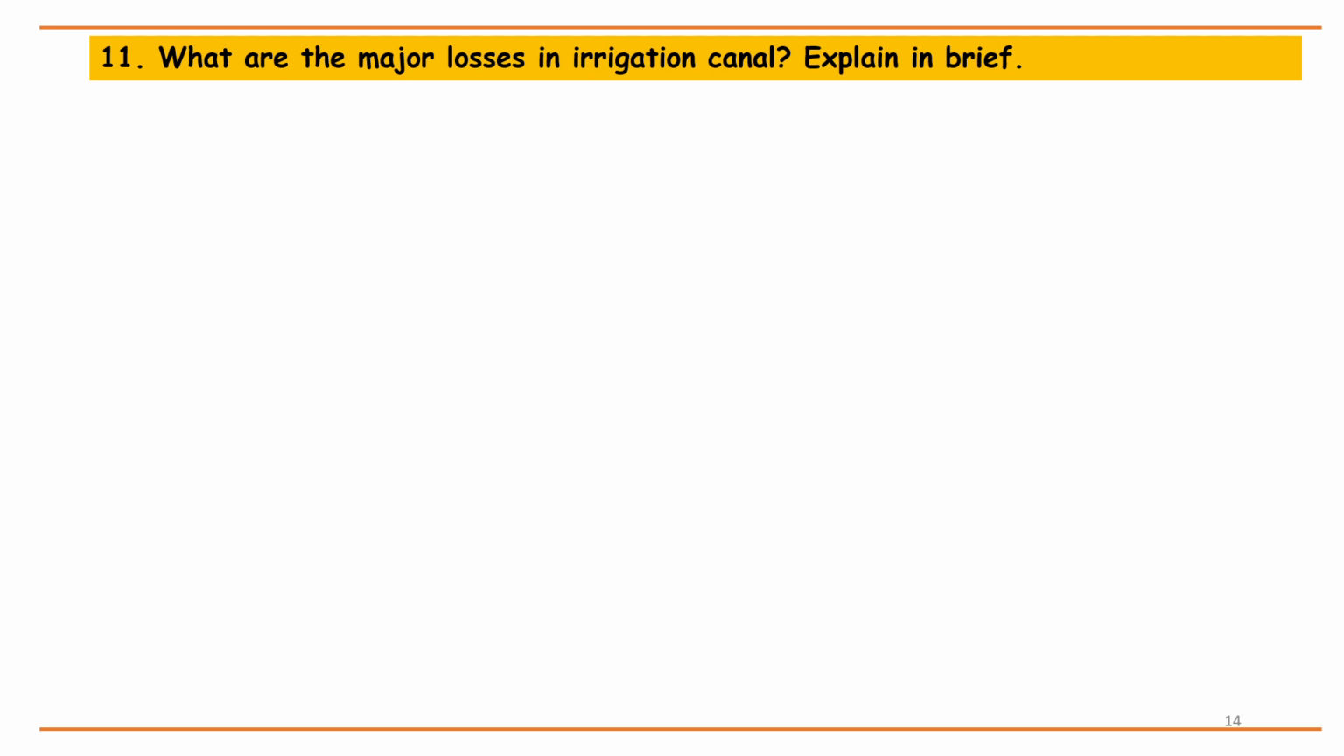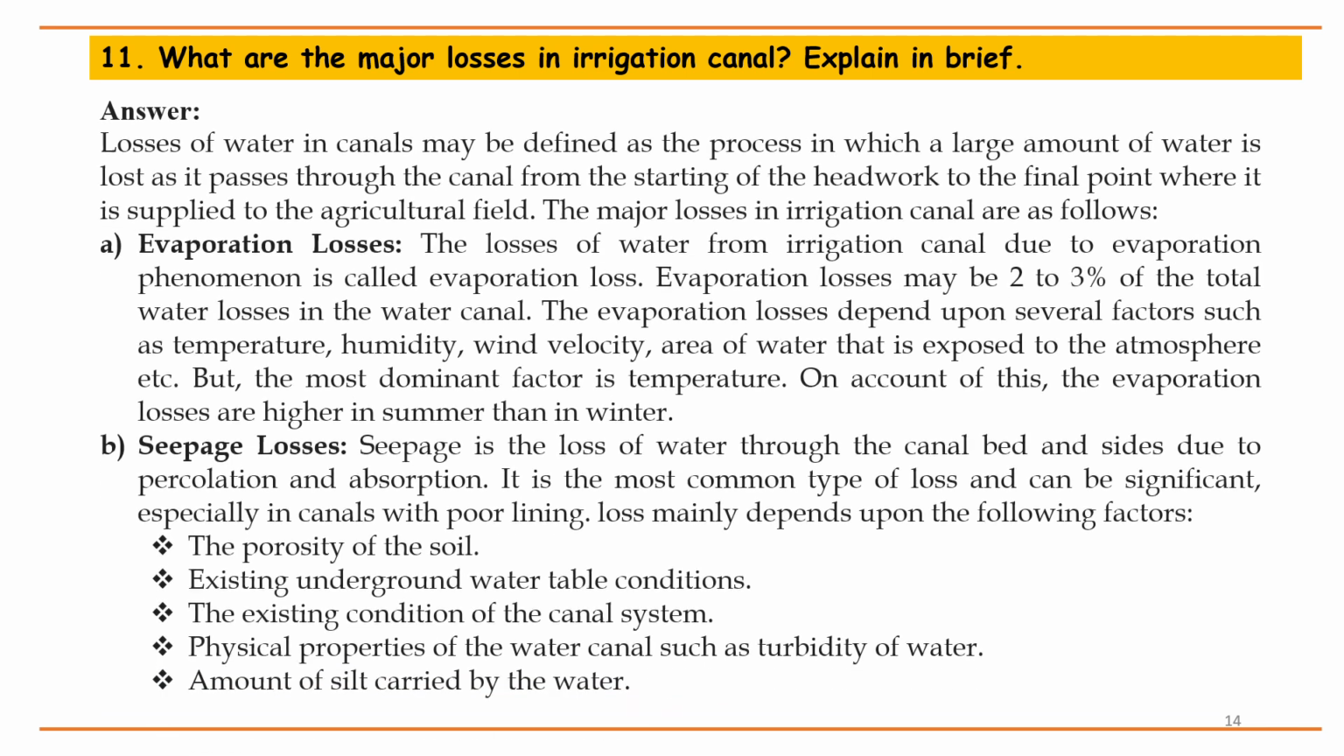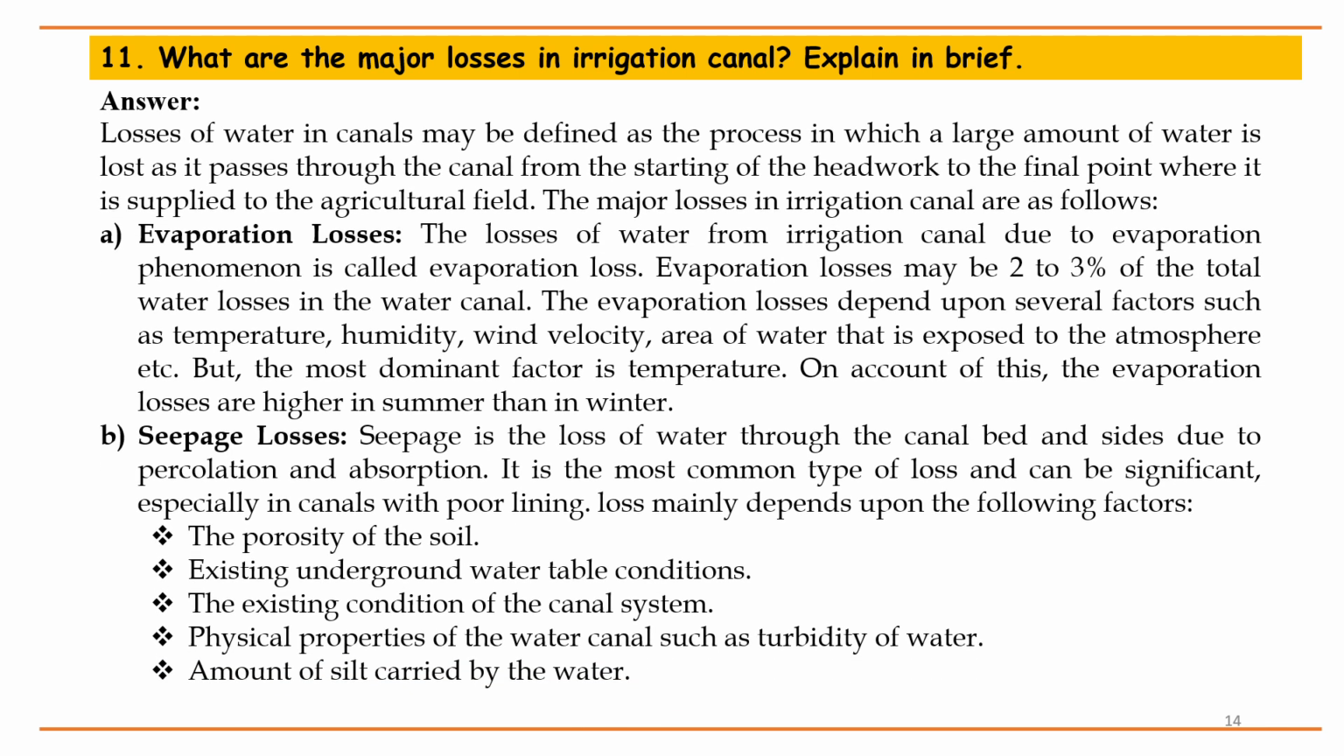11. What are the major losses in irrigation canal? Explain in brief. Answer: Losses of water in canals may be defined as the process in which a large amount of water is lost as it passes through the canal from the starting of the headwork to the final point where it is supplied to the agricultural field.